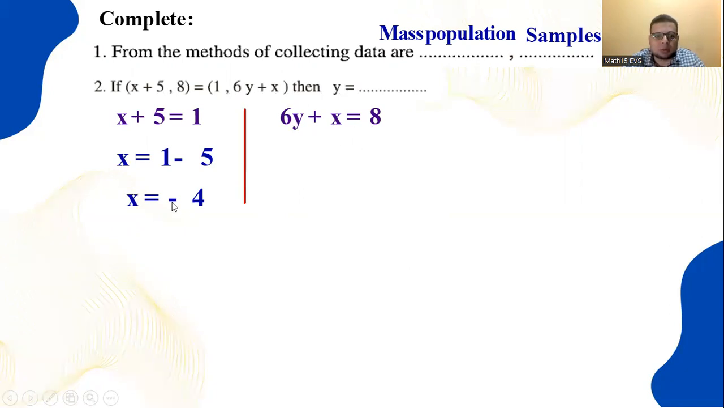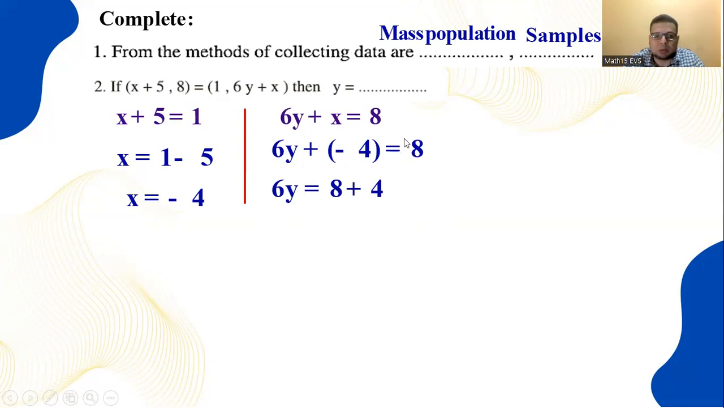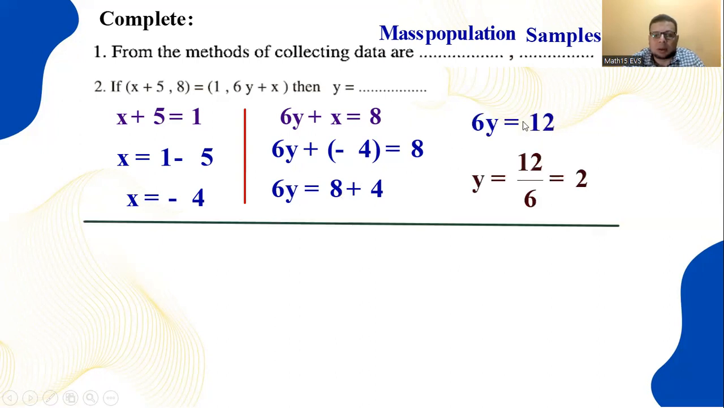So the value of x now is negative 4. You can remove x and put negative 4. So 6y plus negative 4 equals 8. Then 6y equals 8 plus 4, because the minus 4 goes out as plus 4. So 6y equals 12, then y equals 12 over 6, y equals 2. So the value of y now is 3.